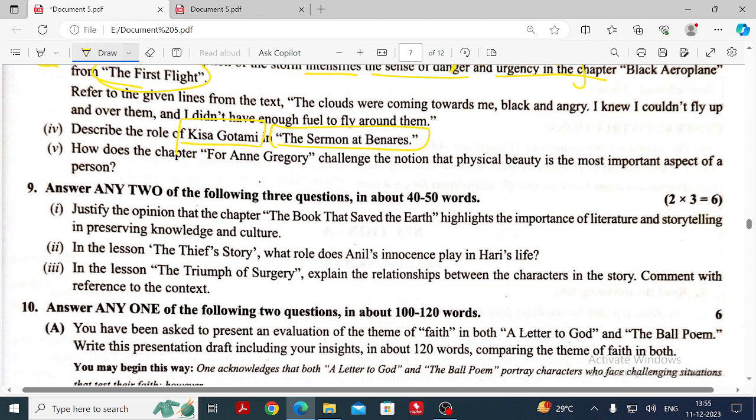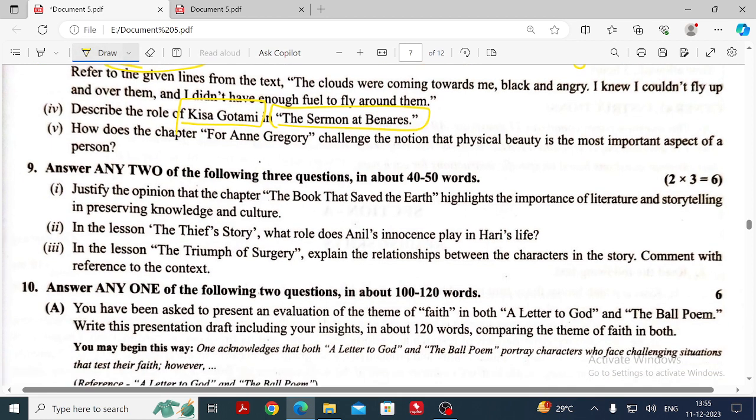Even if you are writing any one point, yes, of course, that is acceptable, but it should be without any grammatical error. So that in certain points you should score. That's it. And the next question: how does the chapter on Annie Gregory challenge the notion that physical beauty is the most important aspect of a person? This is also very direct. So these two questions, when they come, we should not miss.